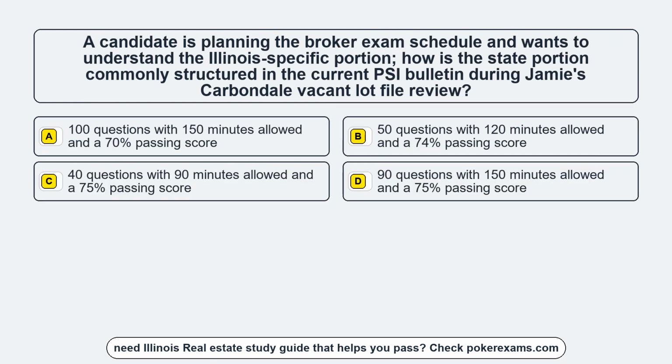Question 7. A candidate is planning the broker exam schedule and wants to understand the Illinois-specific portion. How is the state portion commonly structured in the current SCI bulletin during Jamie's Carbondale vacant lot file review? Option A. 100 questions with 150 minutes allowed and a 70% passing score. Option B. 50 questions with 120 minutes allowed and a 74% passing score. Option C. 40 questions with 90 minutes allowed and a 75% passing score. Option D. 90 questions with 150 minutes allowed and a 75% passing score.